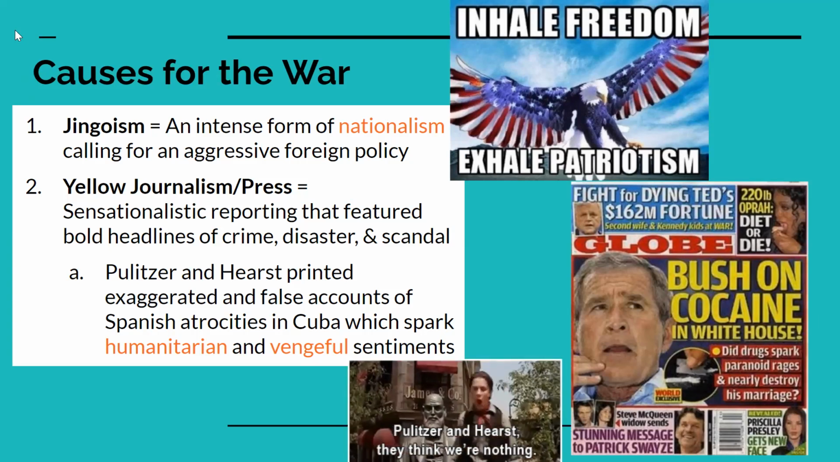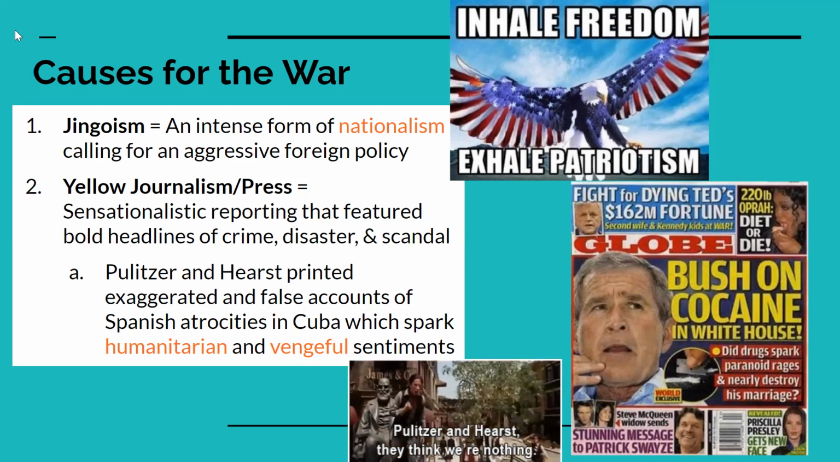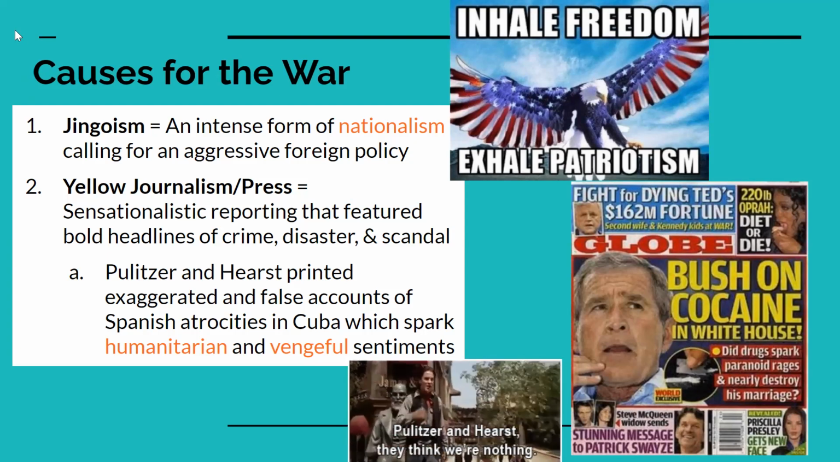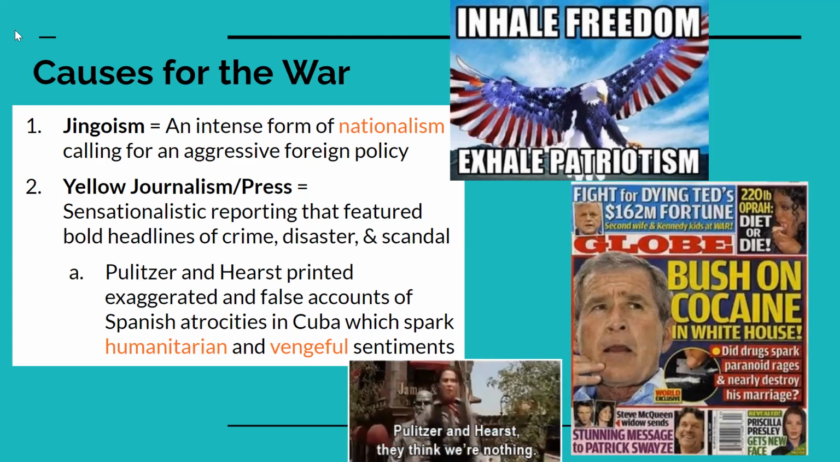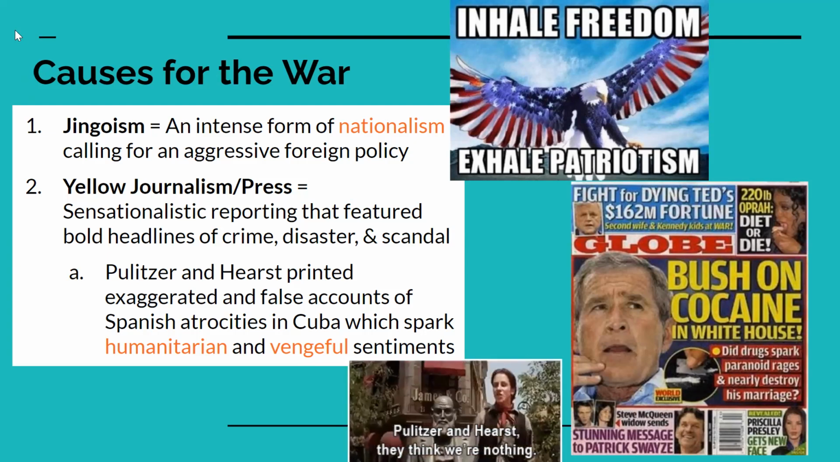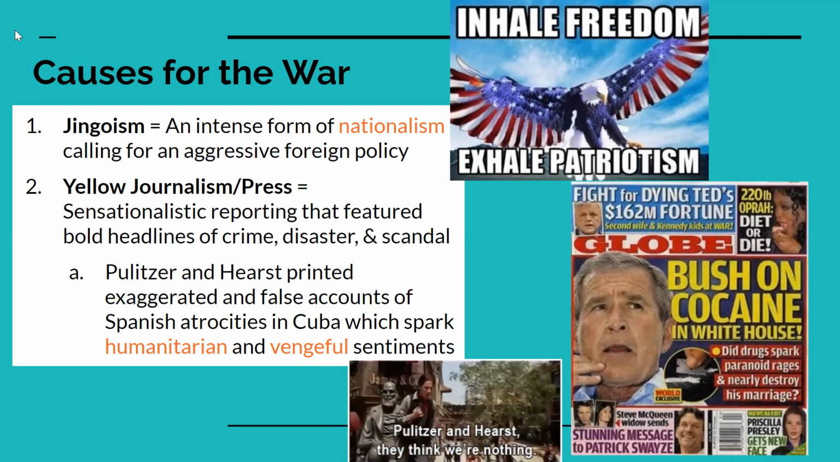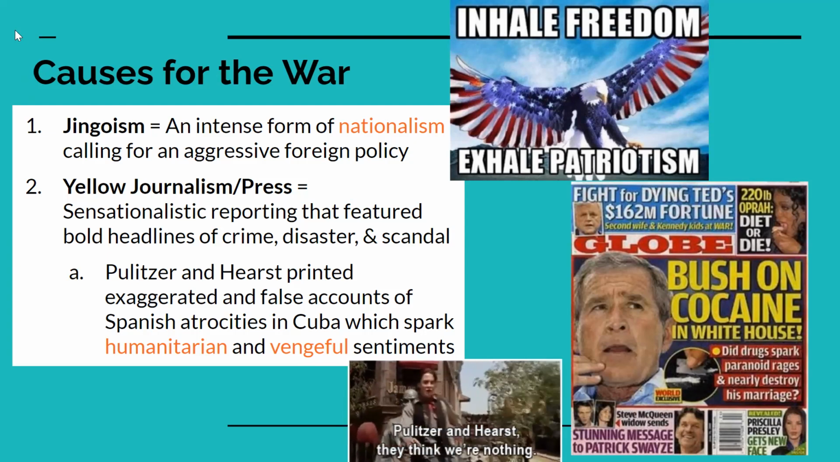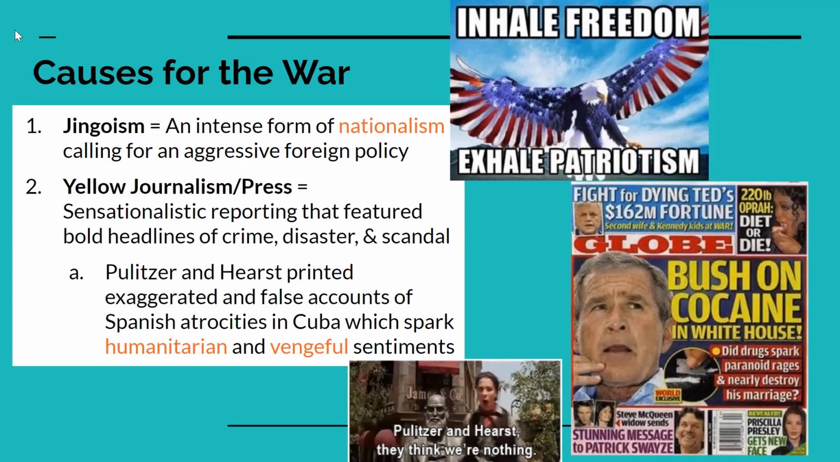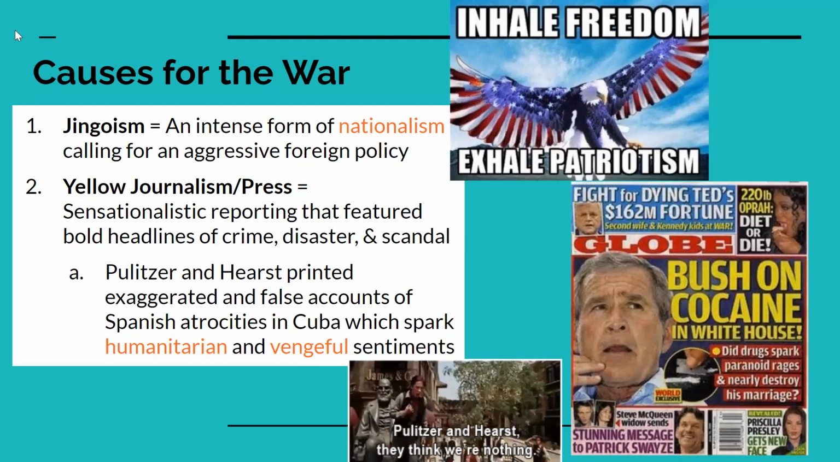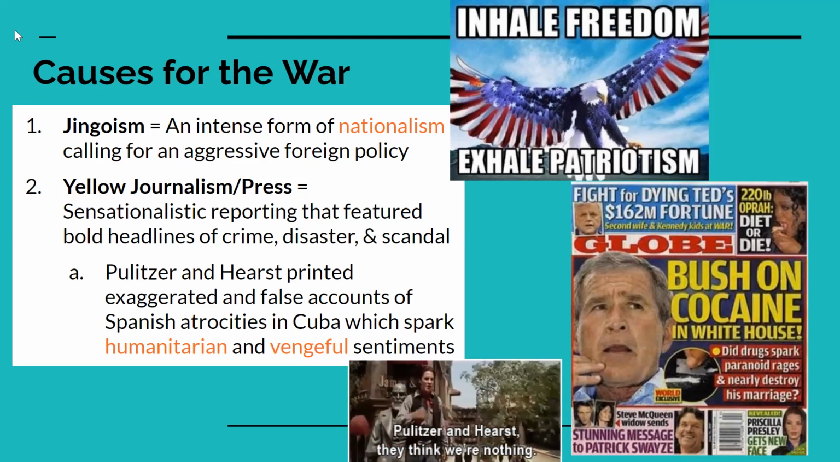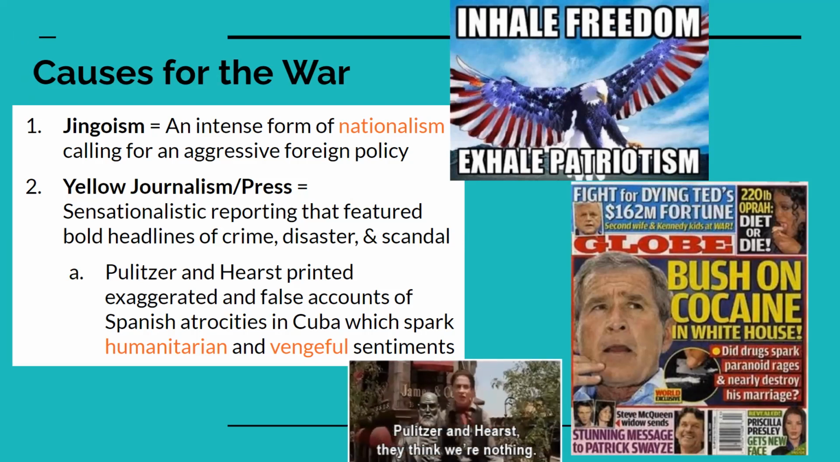And then the second cause is yellow journalism or press. You might see it referred to as either one, but in your book, it's yellow journalism, which, as we mentioned earlier, newspapers are taking off at their height of popularity right now. They have a mass audience, a mass reach, and they want to sell newspapers by printing sensationalistic reporting with bold headlines of things that are tragic and emotion filled. It's kind of like modern day tabloids. They don't have to be factual. They just have to sell.